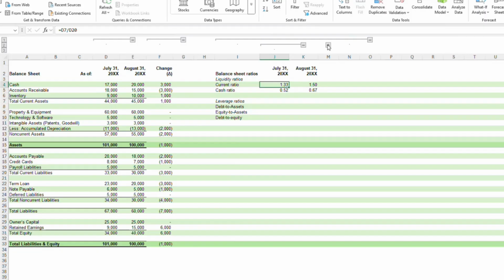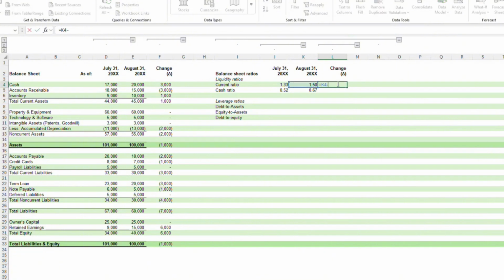So here's what I'm going to say on this: we've improved our financial position here because our August numbers are bigger than our July numbers. So we're seeing some improvement there, all right? And that improvement is here. Okay? So we improved our current ratio by 0.17, and our cash ratio by 0.15. So life got just a little bit easier on that, okay?